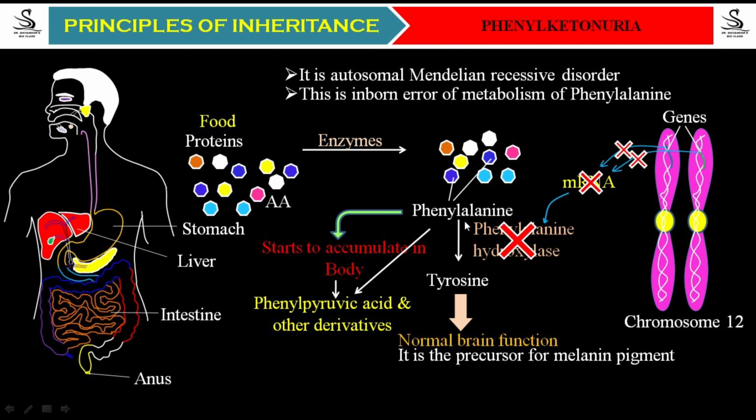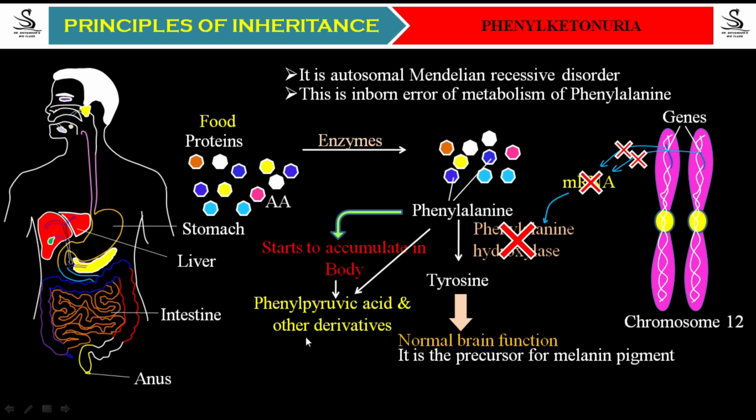And due to that, what happens? Phenylalanine started to accumulate in the body. After accumulating, what happens with this phenylalanine? It is converting into the phenylpyruvic acid as well as other derivatives of phenylalanine. Then what is going to start to accumulate now? These components are started to get accumulated in the body.